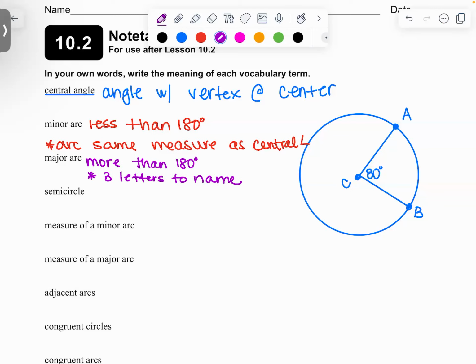When we name a major arc, we need to use 3 letters. That way we know it's major, because there's 2 ways to go around a circle, right? So add to your circle letter D right here for me, please. And add another one right here.